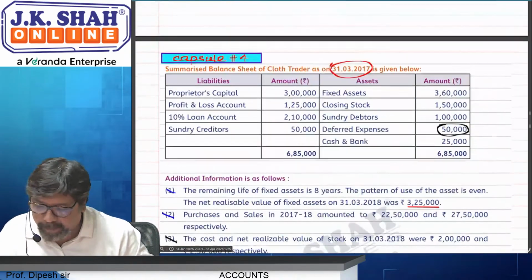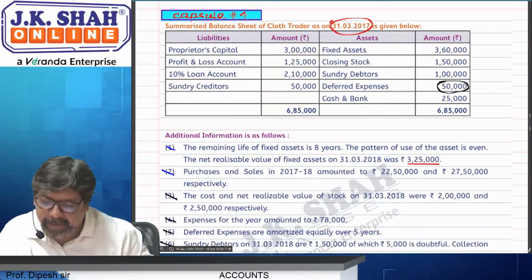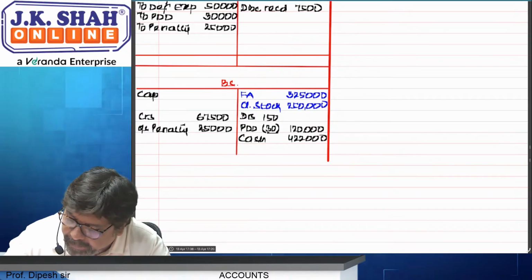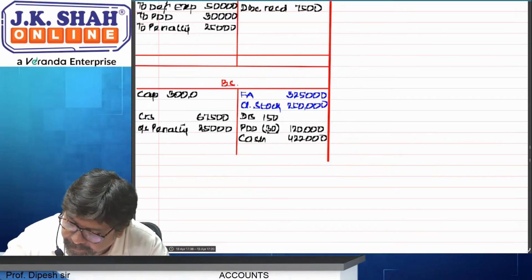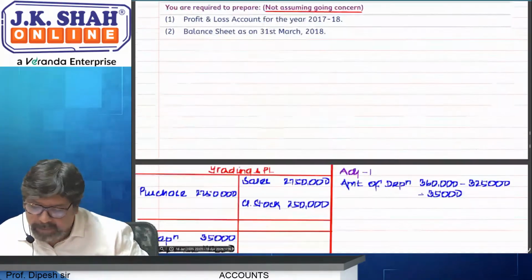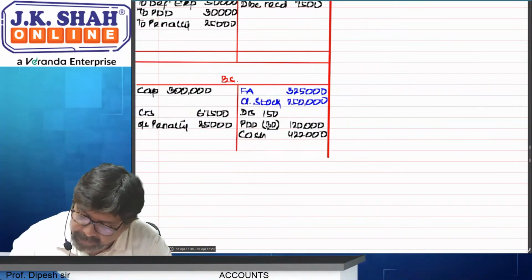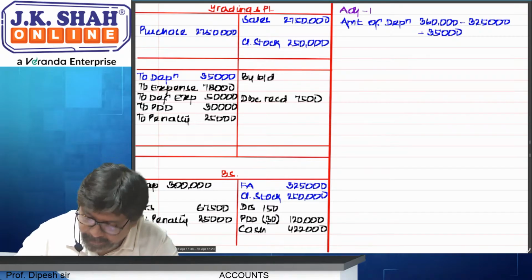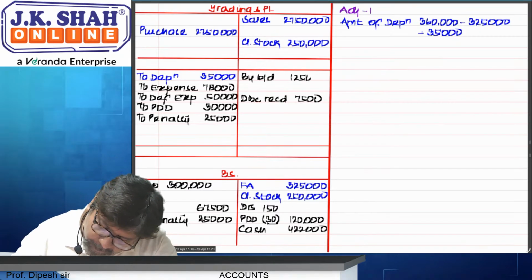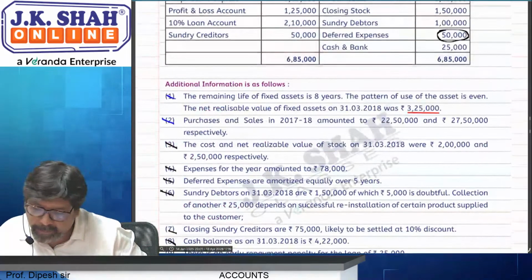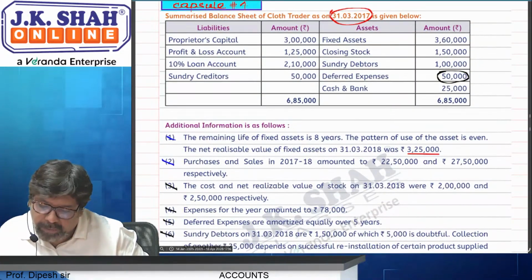So all adjustments are over. Let's go to balance sheet. Balance sheet में capital is how much? Capital 3 lakh. That will come as it is in the inner column. Correct? Second item is what? PL account. That also you write over here. By balance brought down. How much? Then loan 2,10,000.